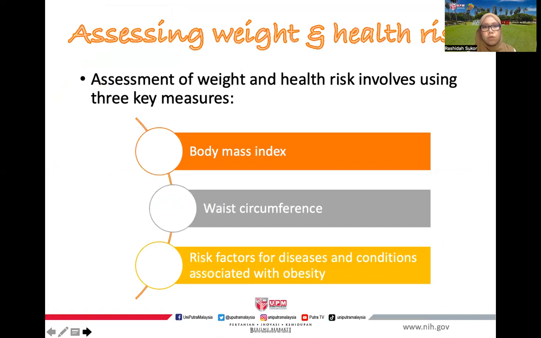To assess weight and also health risk, there are a few components. It involves using 3 key measures. One of them is the body mass index. Number 2 is the waist circumference. Number 3 is the risk factor for disease and conditions associated with obesity.